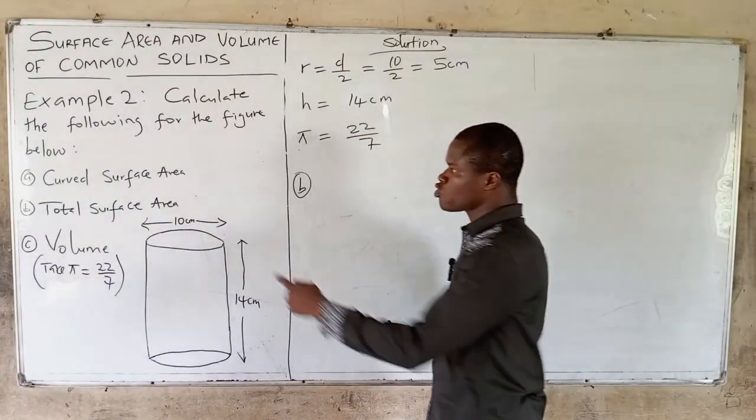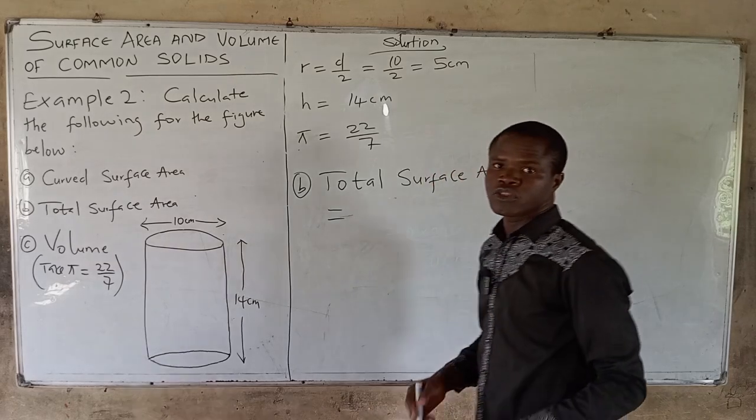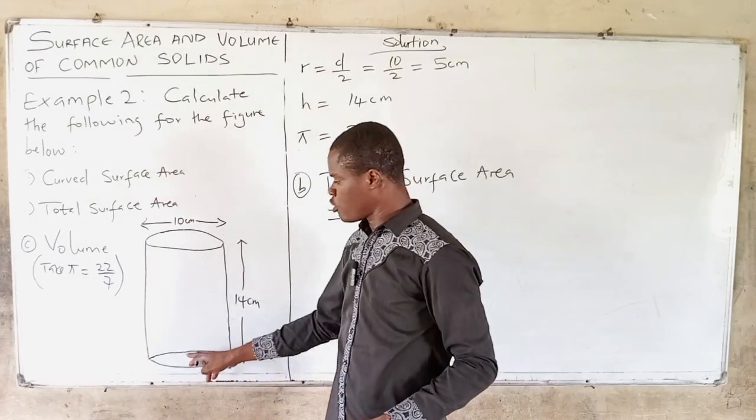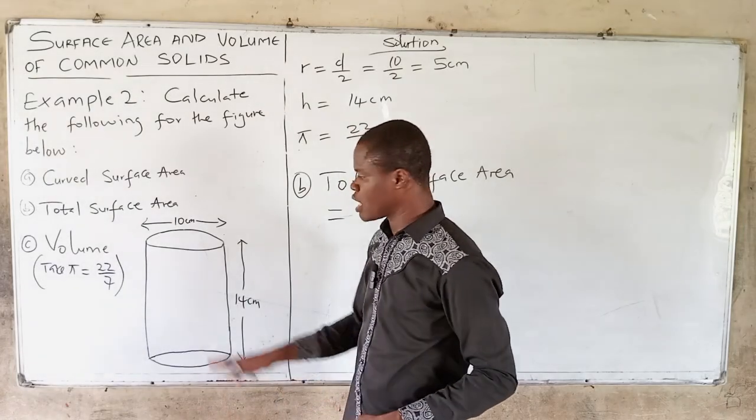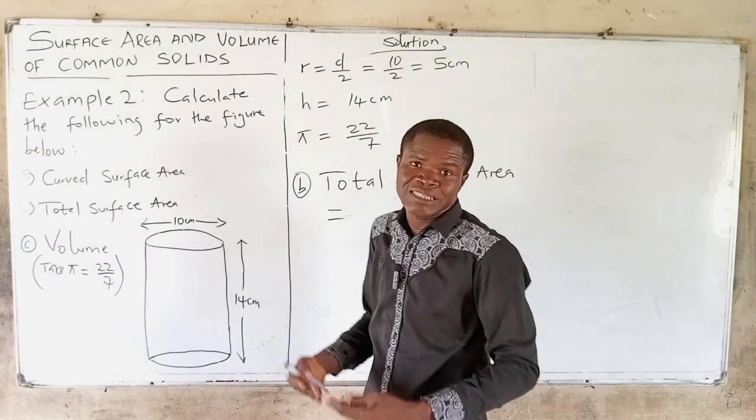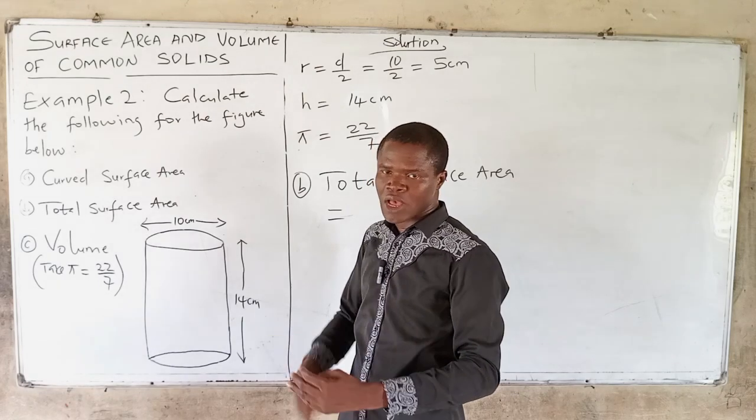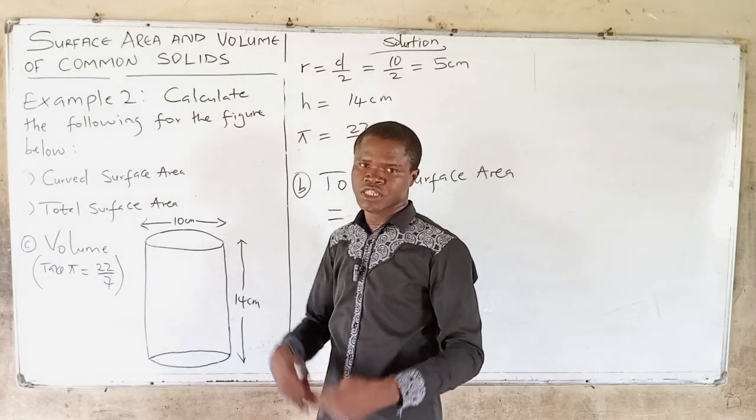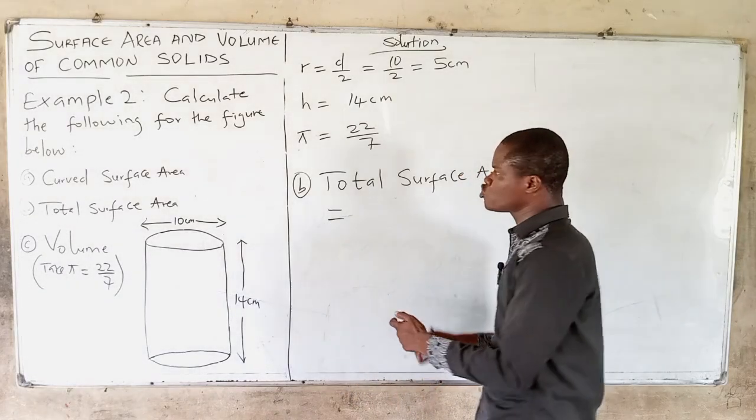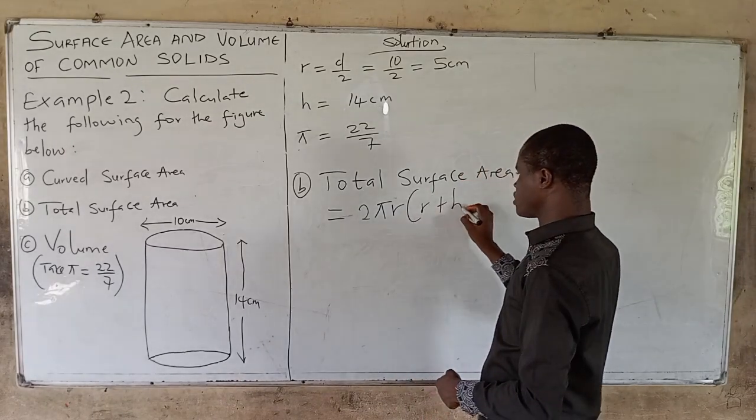So for B, we are asked to calculate the total surface area. So the total surface area simply means area of the circular top pi r square plus area of the circular bottom pi r square plus area of this curved surface 2 pi r h. If you want, you can decide to implement it one by one. Pi r square, you evaluate that one, plus pi r square, you evaluate that one, plus 2 pi r h, you evaluate that one. Add everything together, you get the same answer. But I have simplified that formula to mean 2 pi r bracket r plus h.